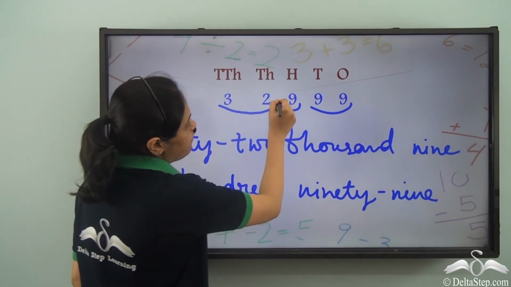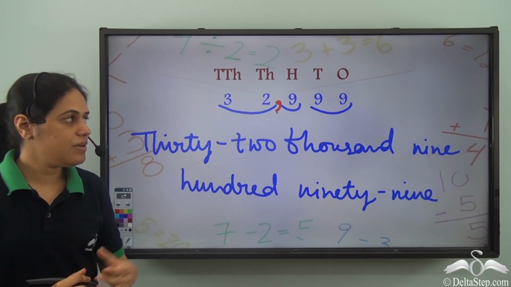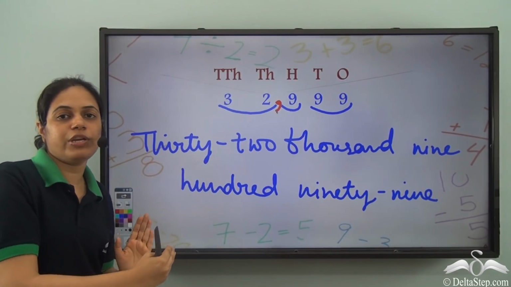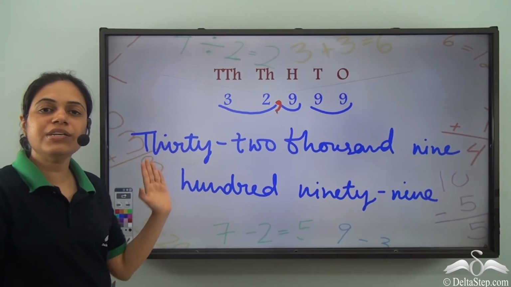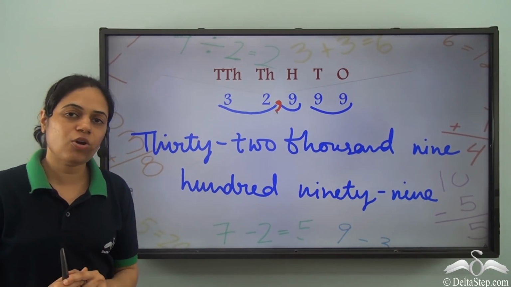Also, if I put a comma here, it becomes easier because now I can immediately see my first component is already separated using the comma. So the first component is 32,000. It is already separated by the comma.